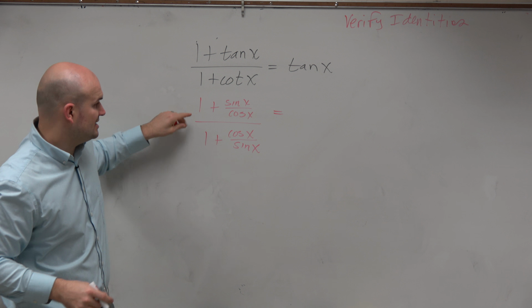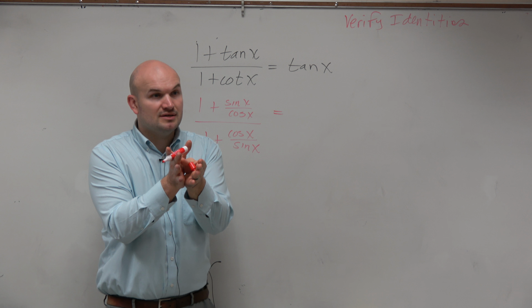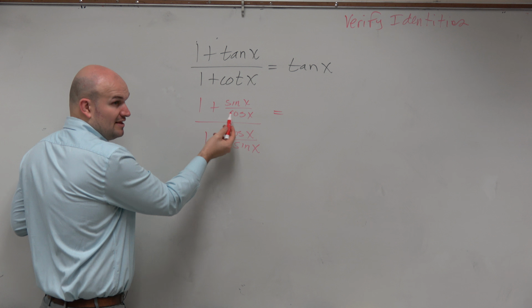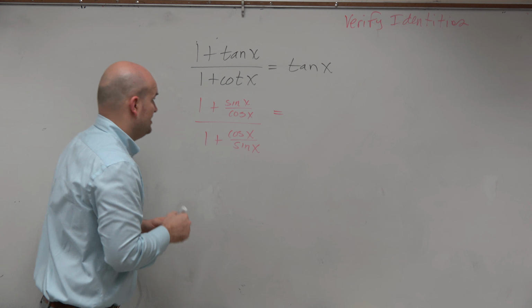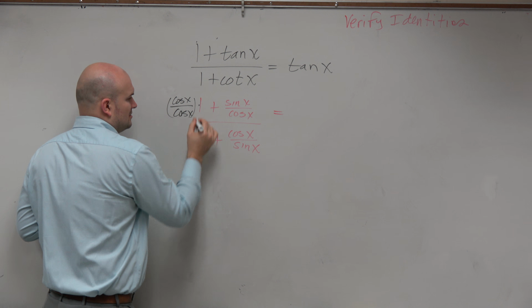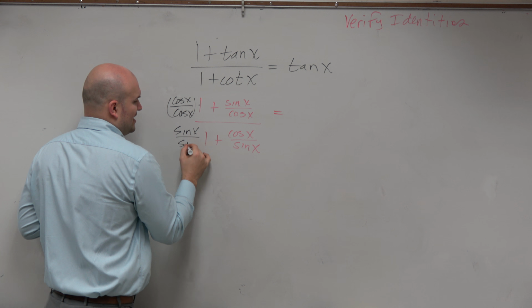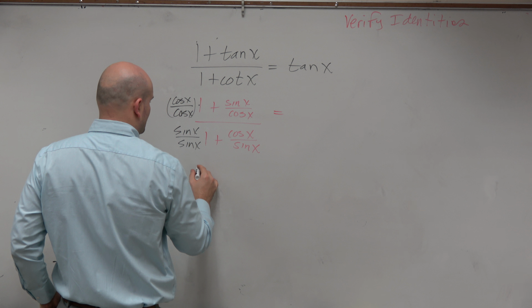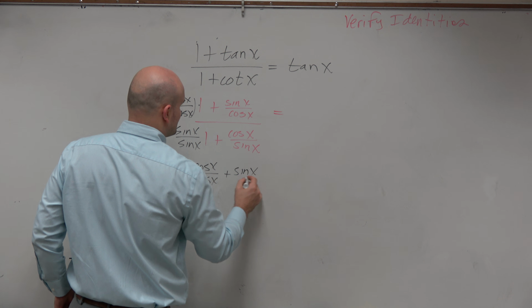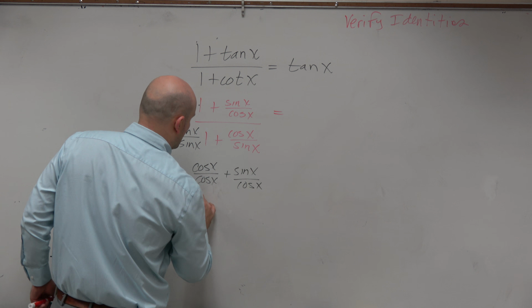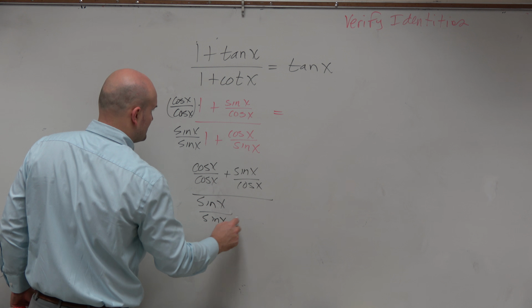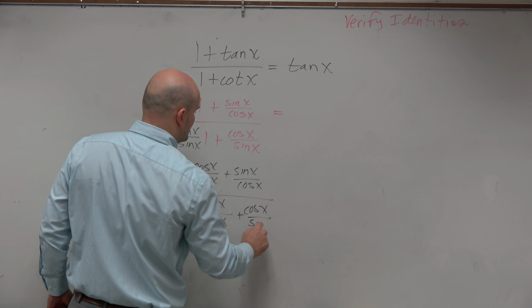Now, could we combine these to get common denominators? So therefore, I don't have to deal with that anymore? Could we do that? You guys agree? You could add these together. Yes? It's kind of weird, but if I just multiply by cosine of x over cosine of x and sine of x over sine of x, I now have cosine of x over cosine of x plus sine of x over cosine of x, all over sine of x over sine of x plus cosine of x over sine of x.